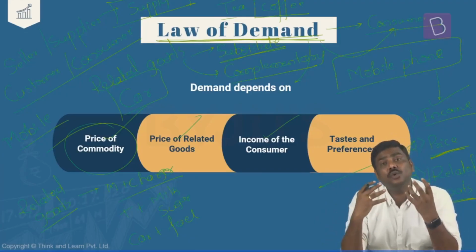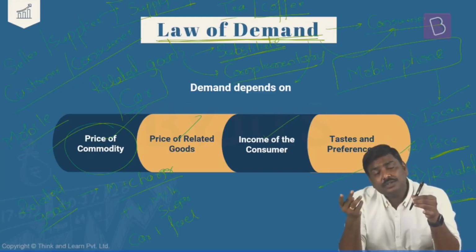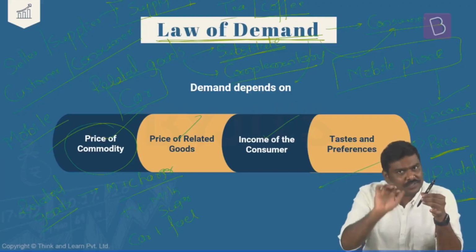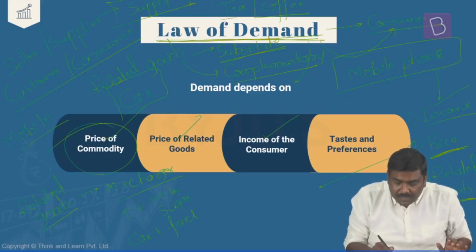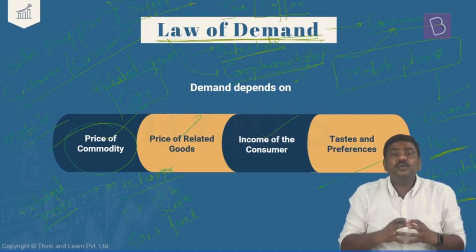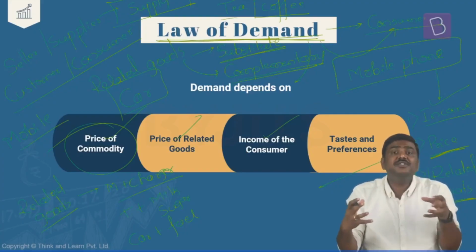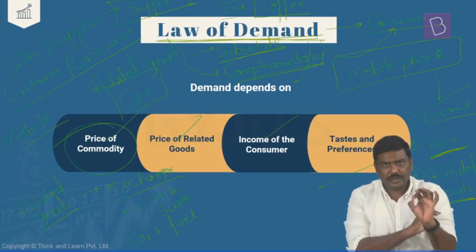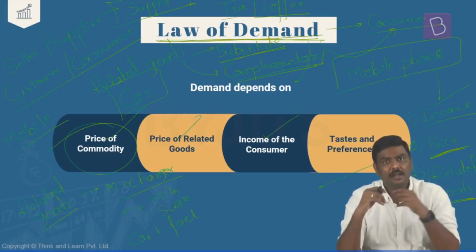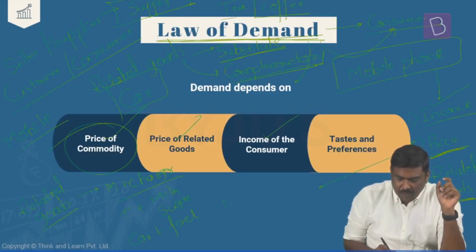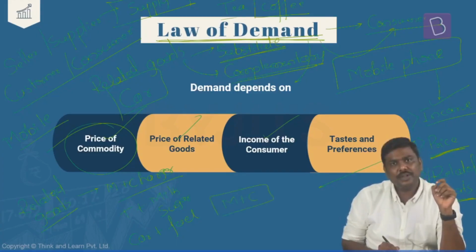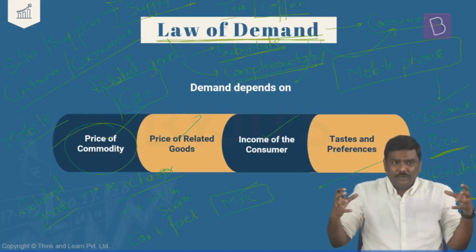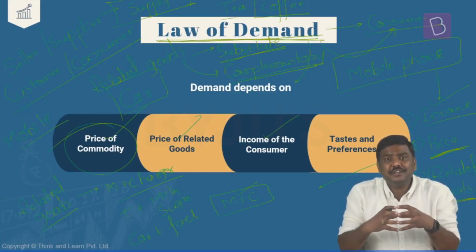So substitute goods are those set of goods which, consumed individually, will give you the same amount of satisfaction. What about the complementary goods? The complementary goods are those set of goods which, consumed in combination, will give you satisfaction, will give you certain utility. For example, mobile phone and charger. These are complementary goods. You will have to consume them in combination.